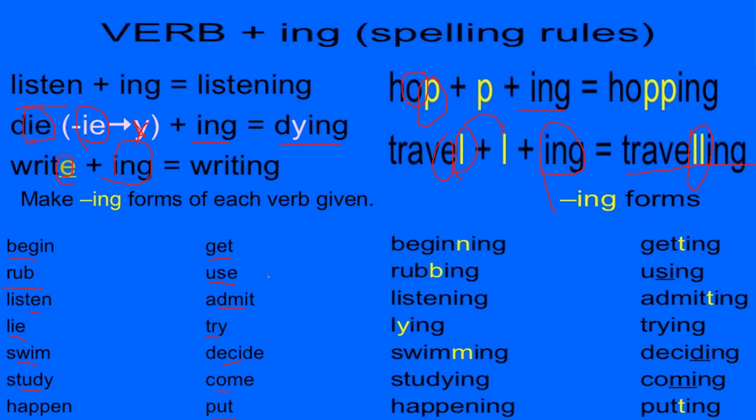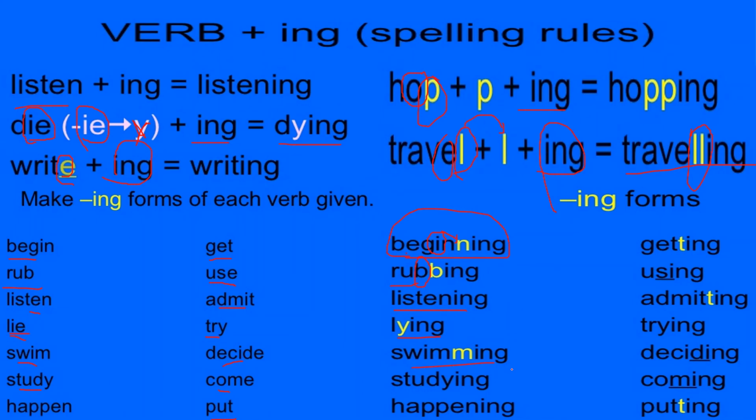Begin, it is beginning. Why have I put beginning? Because here the second last character is I, so I have to repeat the last letter, which is a consonant. The same for rub as well, rubbing. The second last character is a vowel and the last character is a consonant, so I have to repeat the consonant again. Then listening. You can see listening is a simple word. Then lie, lying, swim, swimming.